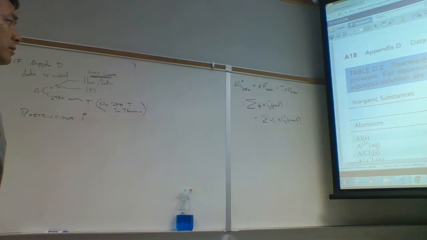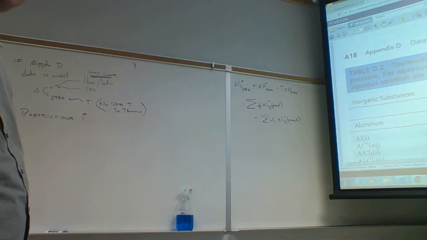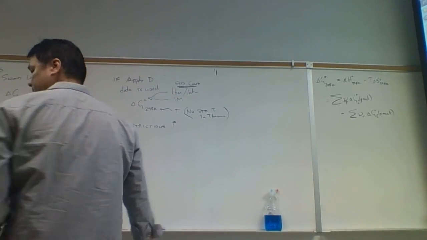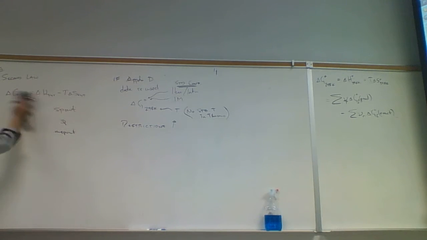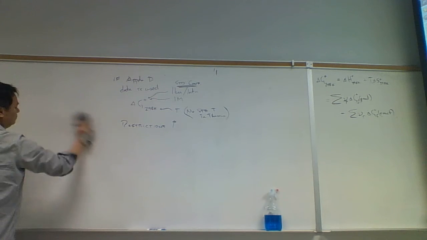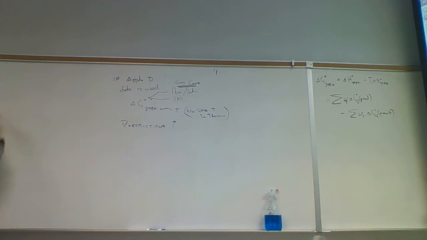All right, so let's go ahead and do a calculation right now. We'll do something very simple here. We're going to look at this H2O liquid going to H2O gas. And we're just looking at the vaporization of water. And so what we'll do first is we're going to calculate delta G naught. And this is going to be at 290 Kelvin.